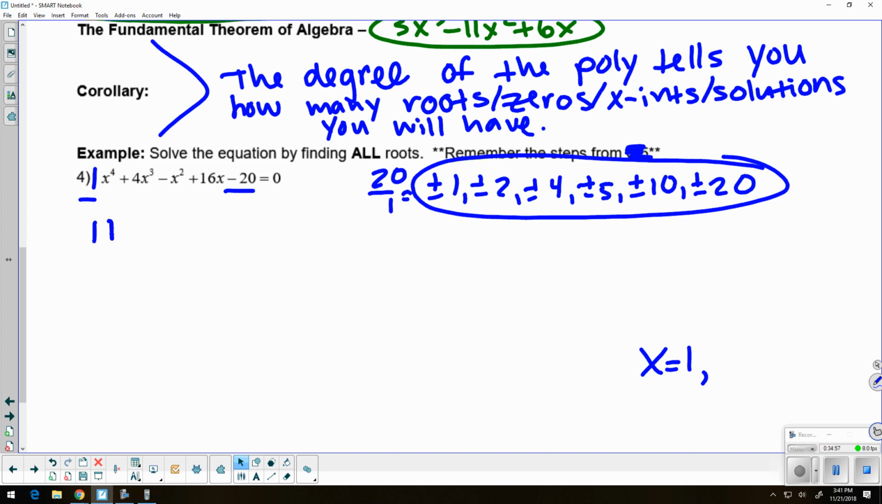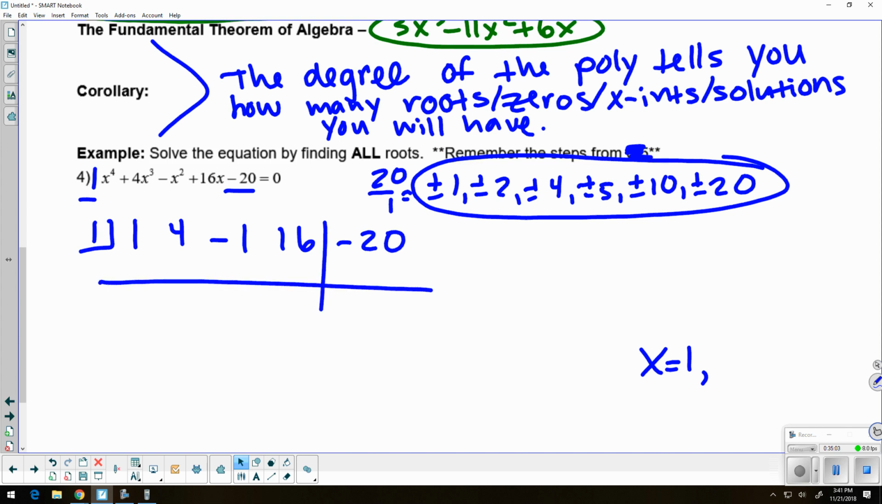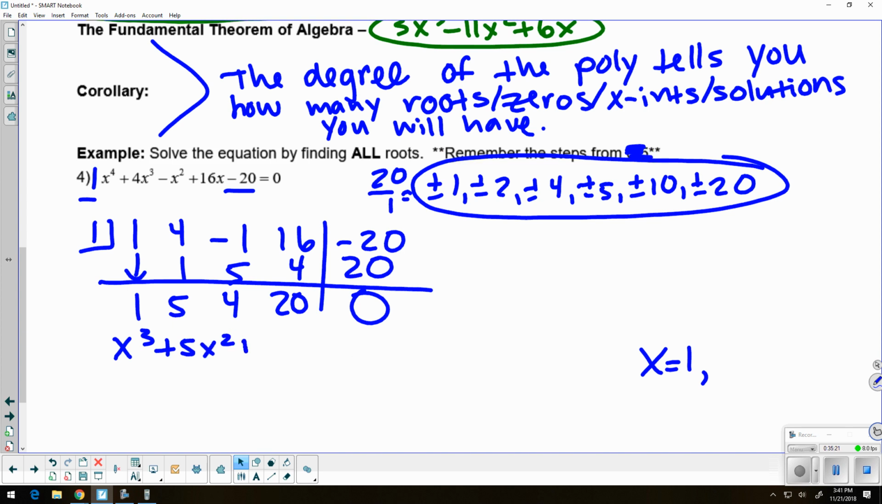So take 1, again, doing synthetic division, setting it up. We should not have a remainder. So 1 drops down, multiplying is 1, adding is 5, multiplying is 5, adding is 4, multiplying would be 4, adding is 20, multiplying is 20, and then we have no remainder. So what we have left now is 1x cubed plus 5x squared plus 4x plus 20.